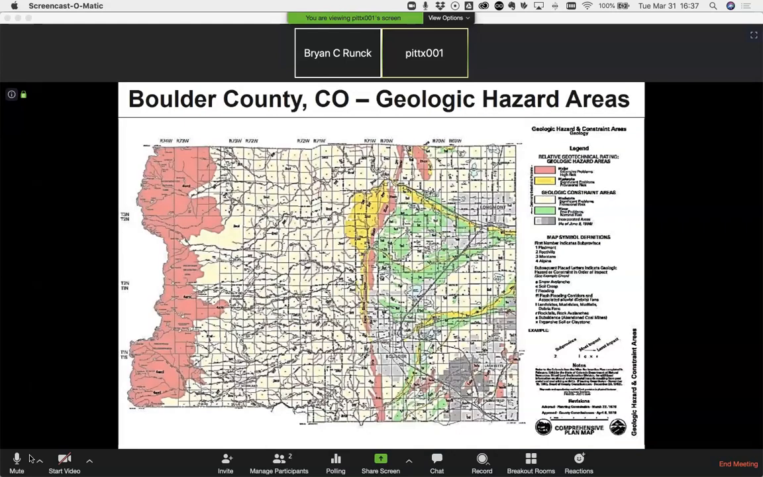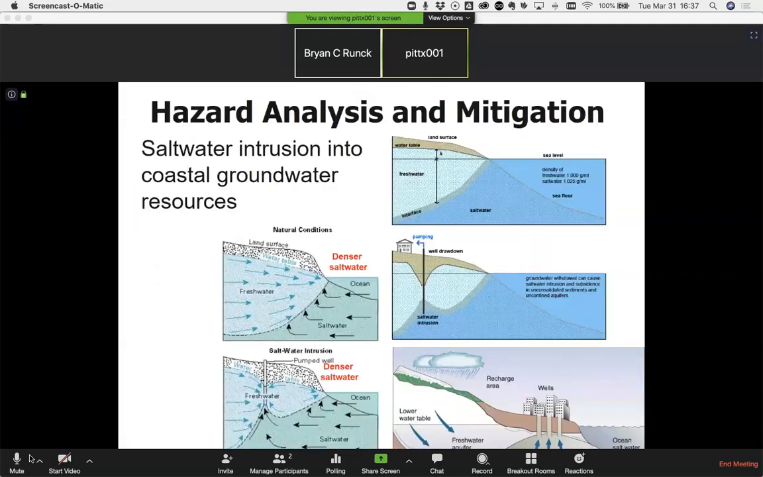This is Boulder County, Colorado, in which geologic hazards are mapped on a number of different cases. The pink areas represent major extensive problems. The yellow areas are moderate problems, and these are areas of potential failure needing intensive geotechnical and geologic investigation.